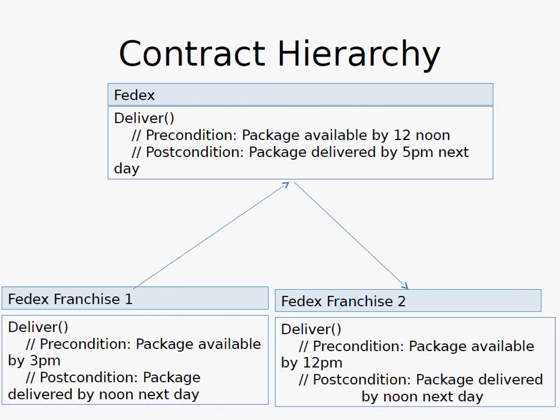So if the precondition is not met, the postcondition is not guaranteed. If you don't get it there by 12 noon for the FedEx general rules, you can't count on the postcondition being met. Effectively, it would get there not tomorrow, but the next day, right? Whereas for the subtype, it actually is met, but really the subtype just needs to maintain the assumptions of, if the precondition is met, what the postcondition is.